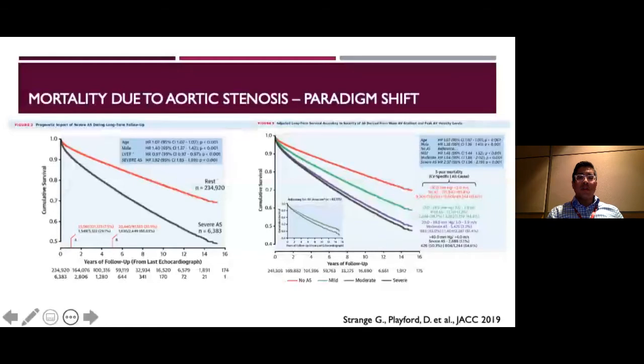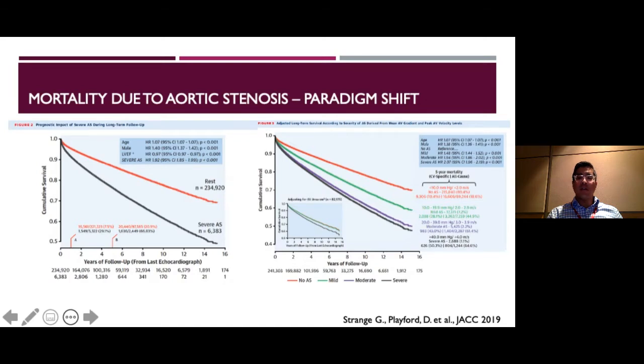If we look at the mortality of aortic stenosis, this study from Strange and colleagues, published in JACC in late 2019, shows a survival curve of over 230,000 patients in the National Echo database of Australia, with the mortality trajectory of over 6,000 patients with severe aortic stenosis in the black line on the left slide, and the rest of the cohort in the red line, over a follow-up period of 16 years.